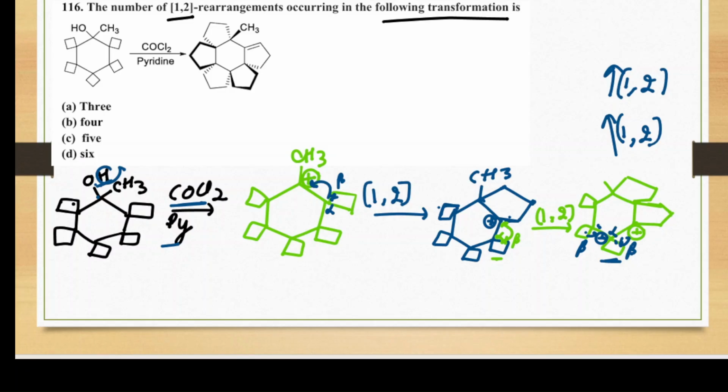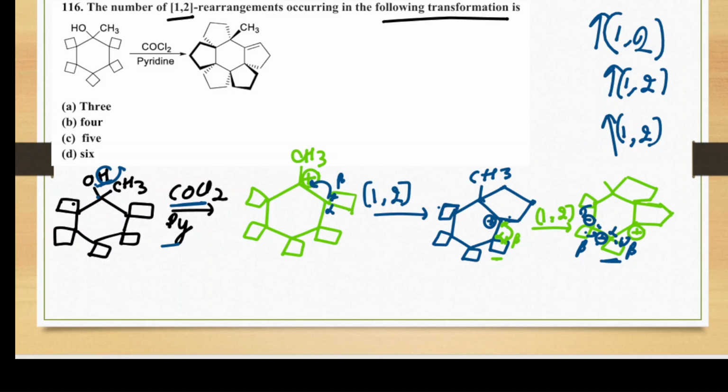I'm not drawing the 5-membered rings again and again. I'm just counting the number of 1-2 rearrangements. So this one again will take place. After that positive charge will be coming on this side. Again you will be doing the ring opening, and again the 1-2 rearrangement will give you the desired product. After that the elimination will be taking place, so an alkene will be formed over there.